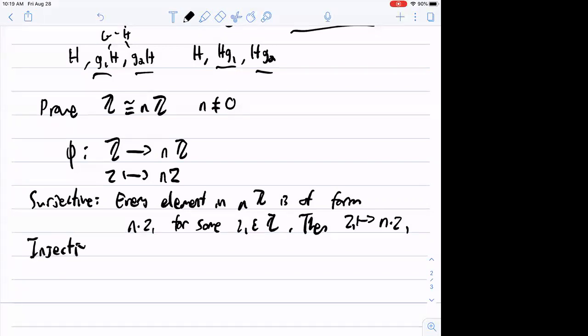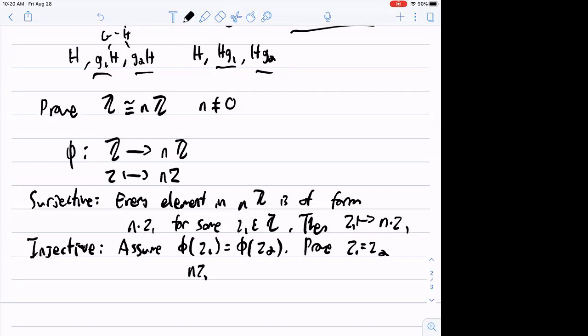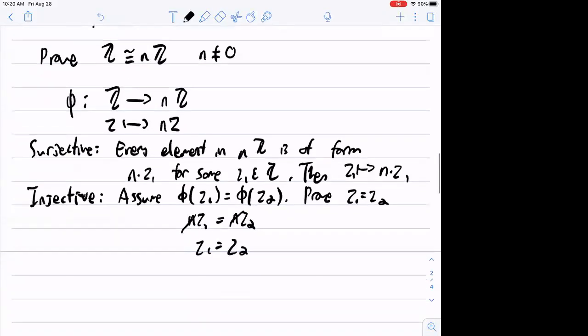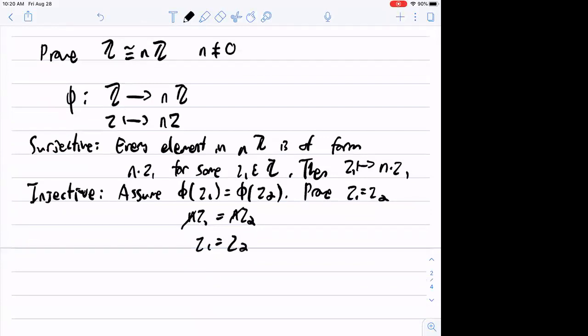Injective. You assume nz1 equals nz2. So let me not skip steps. Remember, injectivity means assume phi of z1 equals phi of z2, and we need to prove z1 equals z2. But in this case, phi of z1 is nz1, and phi of z2 is nz2. So it's clear by division that z1 is z2. So we have surjectivity and injectivity.